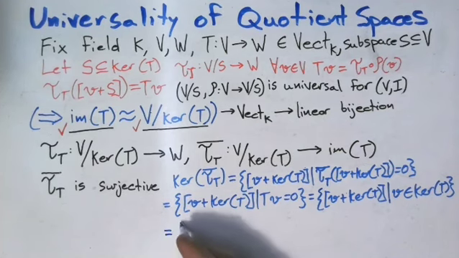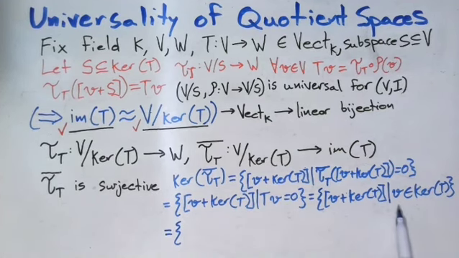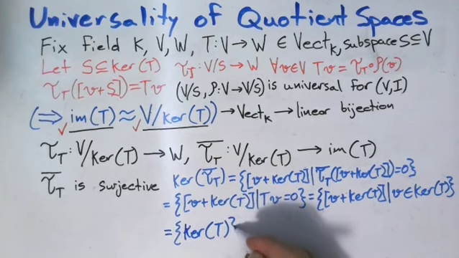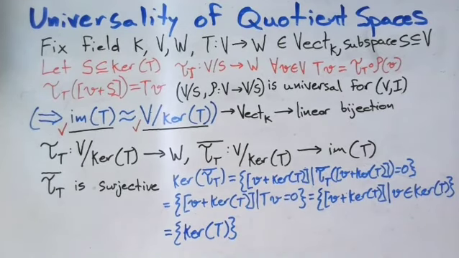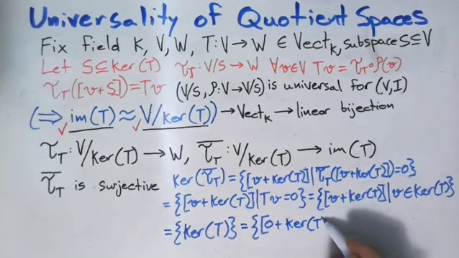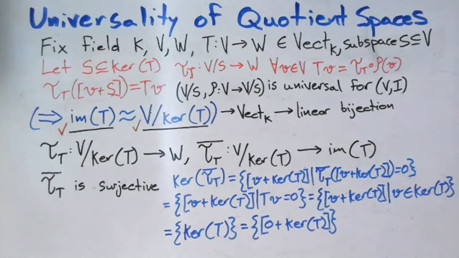Well, it's just values v in the kernel of t plus other values in the kernel of t. So it's just values in the kernel plus values in the kernel. But the kernel is a subspace, so it's already closed under addition. And so this is actually just the kernel of t. And what is the kernel of t? Well, it's the equivalence class 0 plus kernel t. Right? It's the value that the canonical projection will send 0 to.